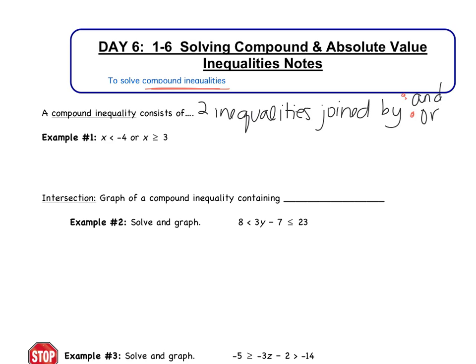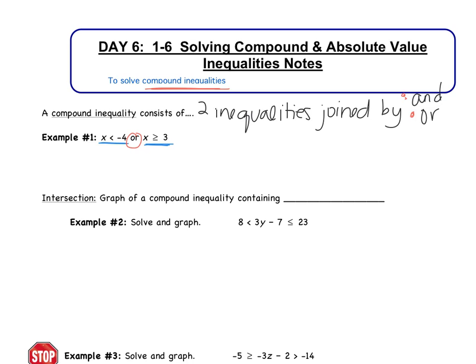So the first example, number 1, is a compound inequality. It has two inequalities. It has x is less than -4, and then it has or x is greater than or equal to 3. So that's a compound inequality. We have two inequalities, in this case joined by the word or.